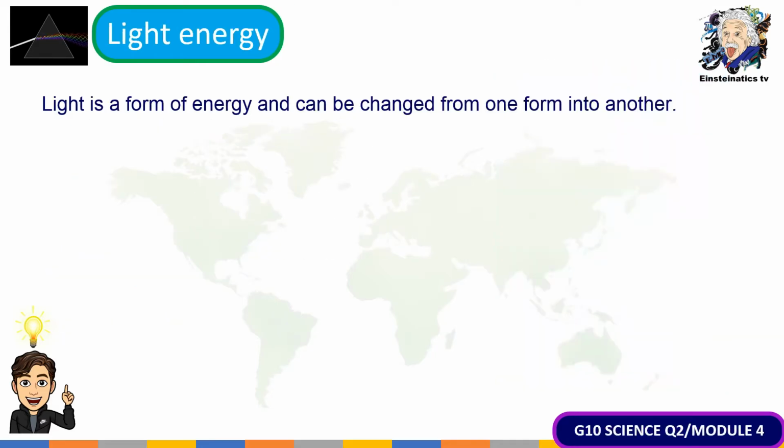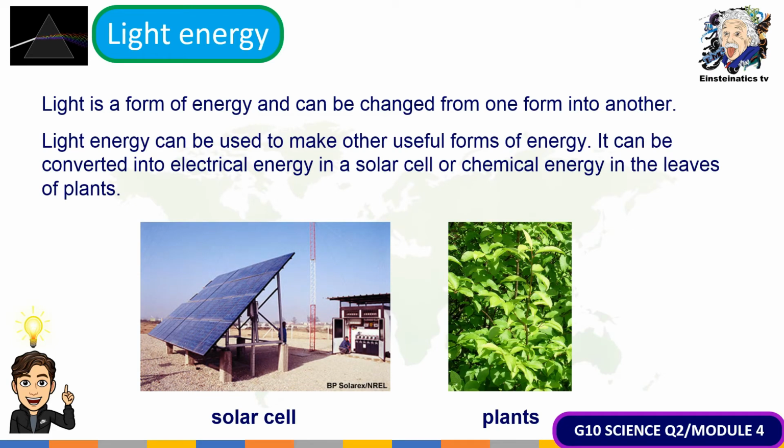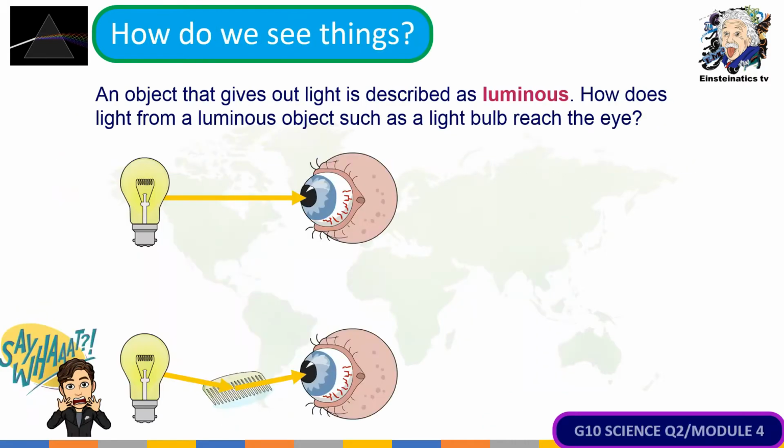Another important concept that kailangan mong maalala about sa light is that light is a type or form of energy, and because it is a form of energy, it can be changed from one form into another. So, light energy can be used to make other useful forms of energy such as it can be converted to electrical energy using solar cells or chemical energy in the leaves of plants through the process of, ano nga uli yun? Process of photosynthesis. This time, let us explore how we see things.